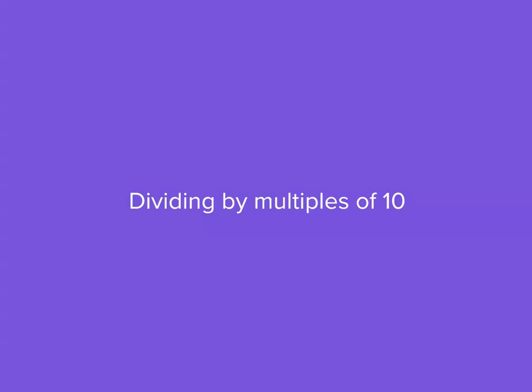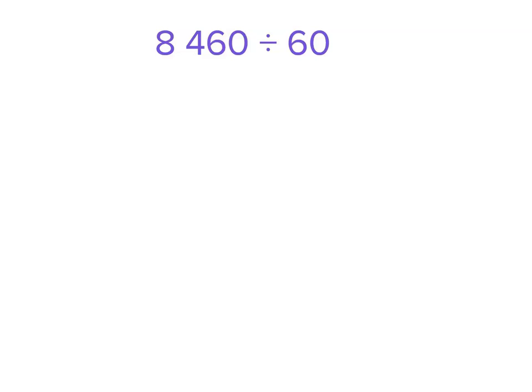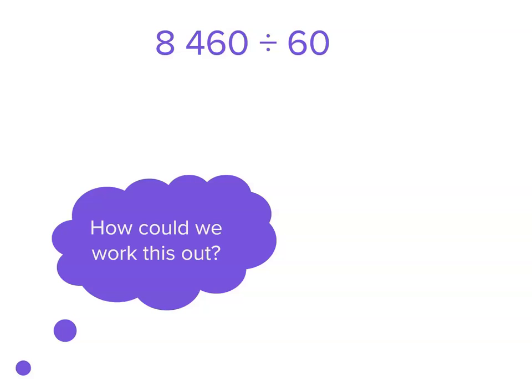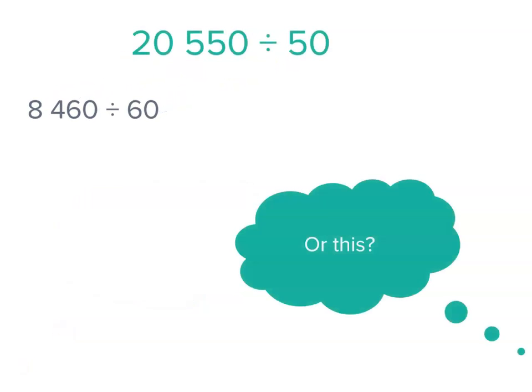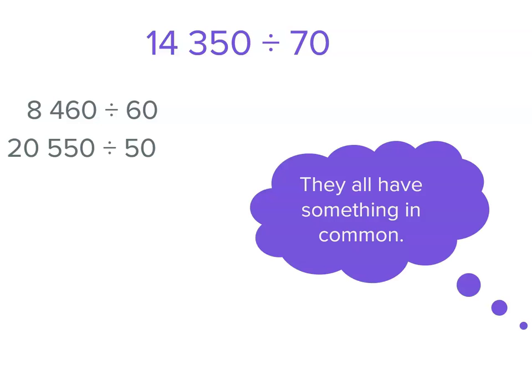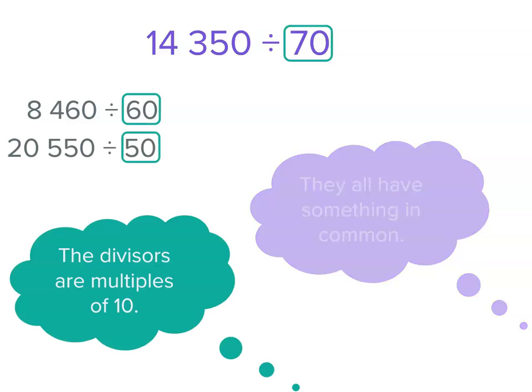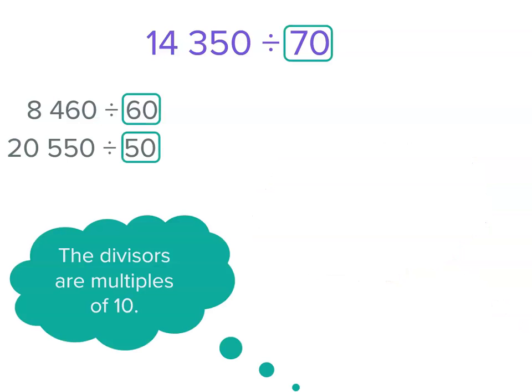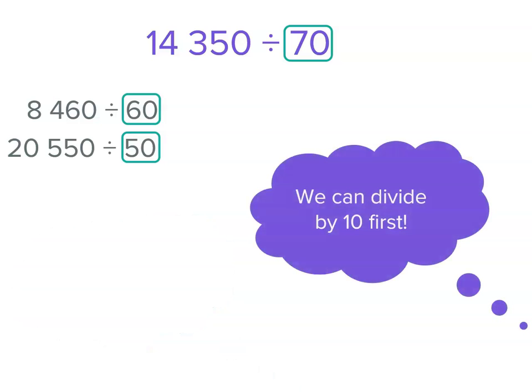Now that's useful if we're dividing by multiples of 10. If we've got 8,460 divided by 60, how could we work this out? Well, we could use short division, but what about 20,550 divided by 50? There's a few ways you could solve these. 14,350 divided by 70? Well, they've all got something in common. The divisors are all multiples of 10. In fact, the dividend, or the numbers, the totals we start with, are all ending in 0 as well. So we're going to use that to help us.